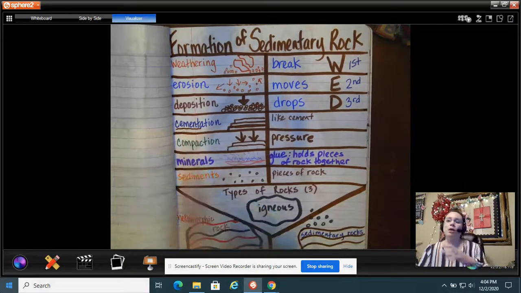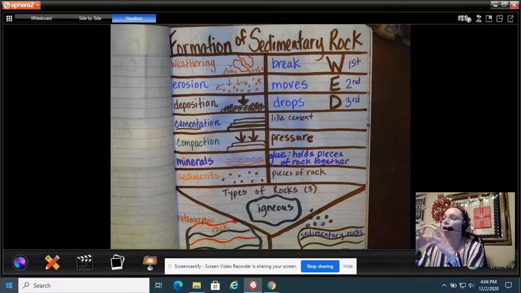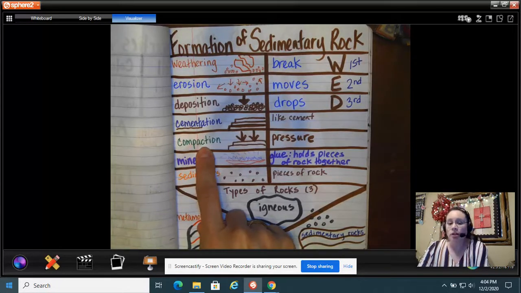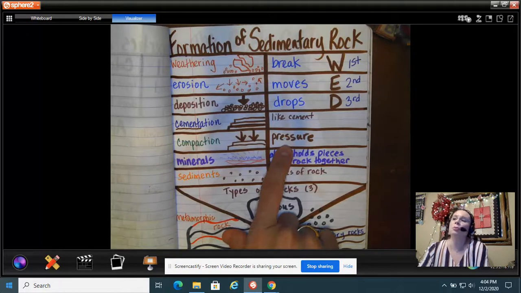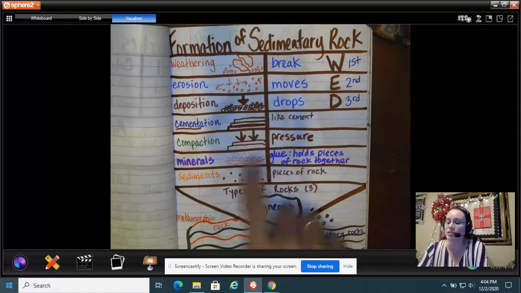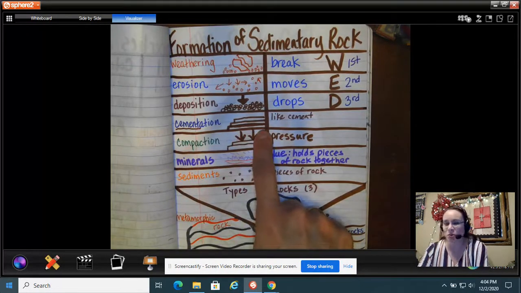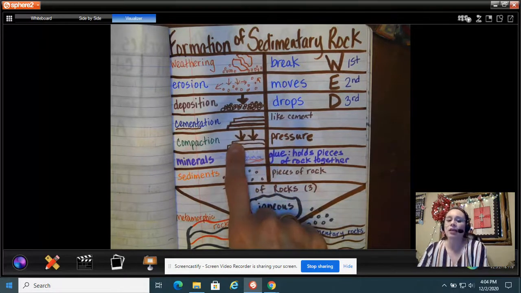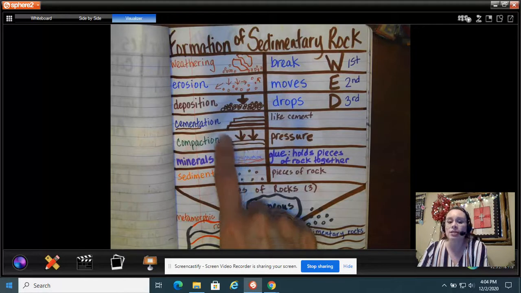It's when all the particles, all the rock pieces, bind together. Okay, they're coming together and it looks like cement. Okay, why do they come together? It's because of compaction. That's the pressure from the earth. It's pushing down on these layers of sediments or pieces of rock. And when they compact, they look more and more like cement.